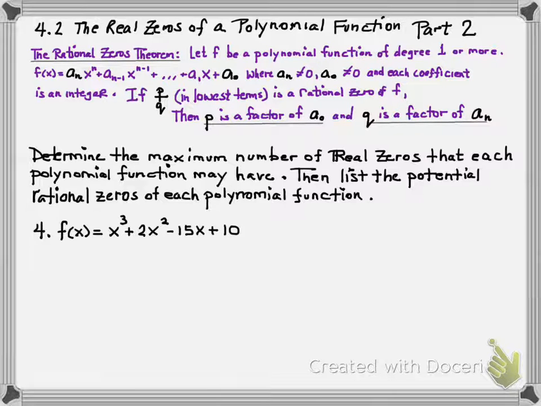Determine the maximum number of real zeros that each polynomial function may have, then list the potential rational zeros of each polynomial function. Okay, so here we go. Number 4, f of x equals x cubed plus 2x squared minus 15x plus 10. First of all, this polynomial function is of degree 3, which means it could have 3 max zeros, right? So the max number of zeros is 3.